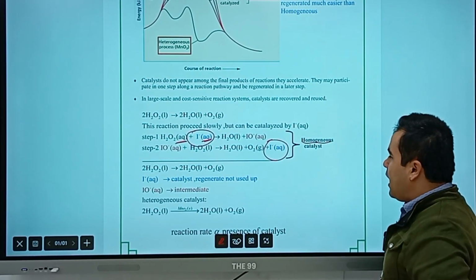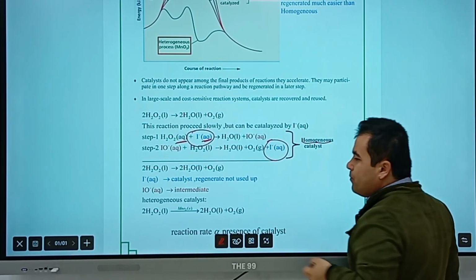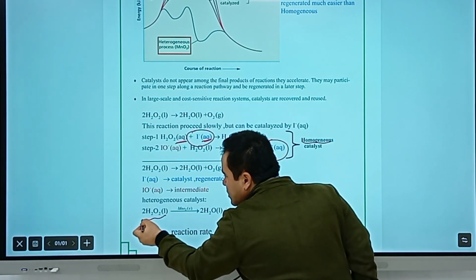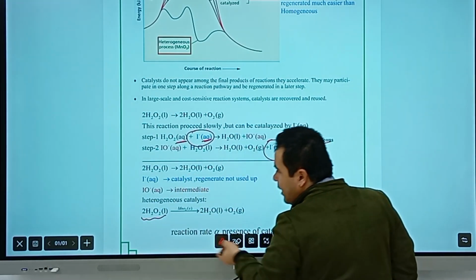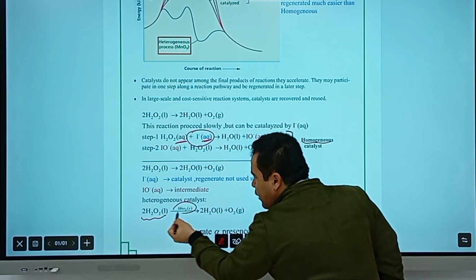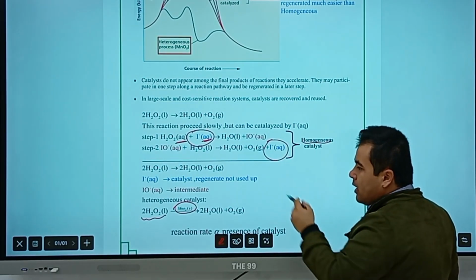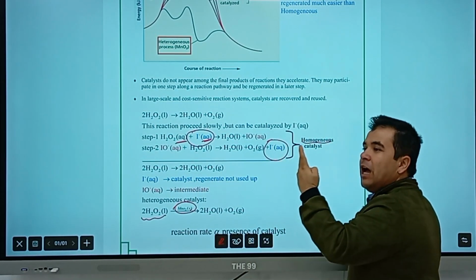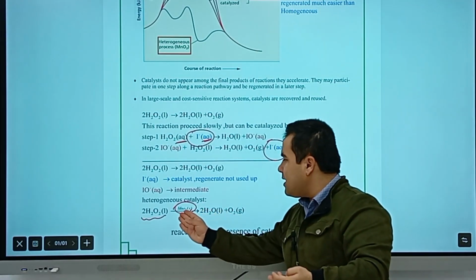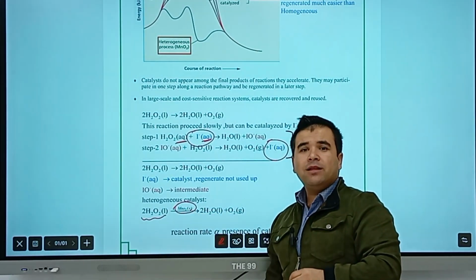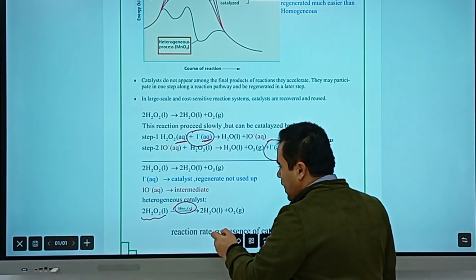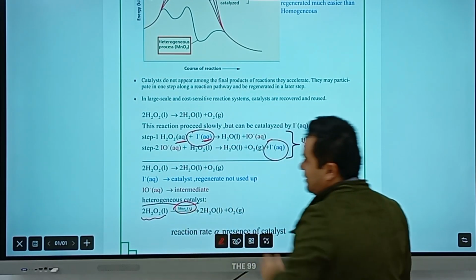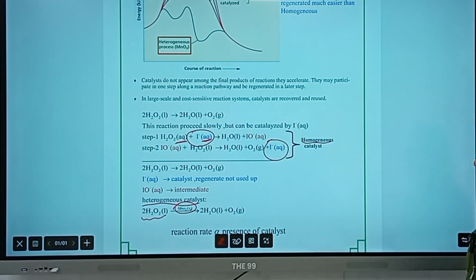But have a look at the other reaction, guys. H2O2 is liquid, and when we use MnO2, which is solid, the MnO2 is the catalyst and H2O2 is liquid, so they have different phases. The catalyst has a different phase from the reactant. That's why it becomes a what? A heterogeneous catalyst.